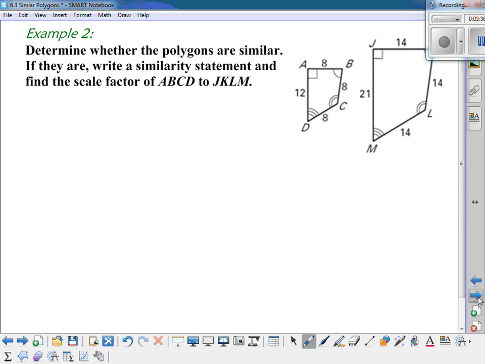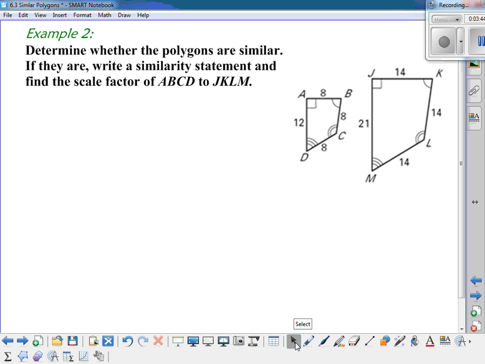All right, so example 2, we're going to determine whether the polygons are similar. So let's move that down so we can see that. There we go. Determine whether the polygons are similar, and if they are, we're going to write a similarity statement and find the scale factor of ABCD to JKLM.